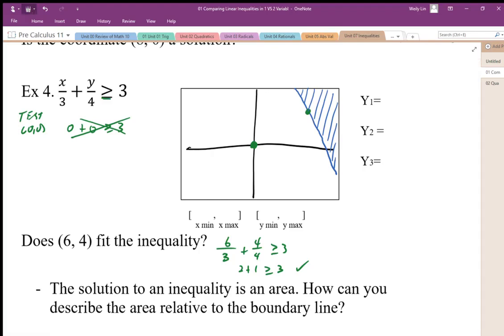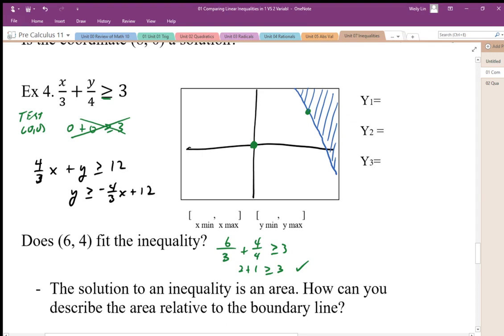We can always graph this in our y equals as well, and we should make sure that we're able to convert this into y equals form. So I'm going to multiply everything by 4. So I get 4 over 3x plus y is greater than or equal to 3. Solving for y, I get negative 4 over 3x plus 3. Oh, sorry, that's not going to be plus 3, it's plus 12. So it's going to be plus 12 here.